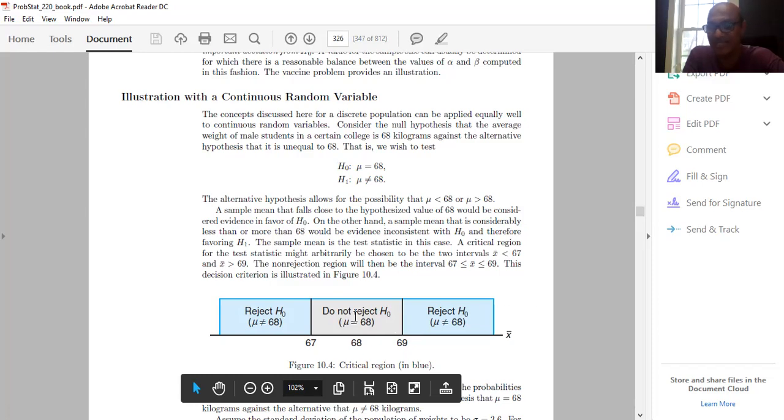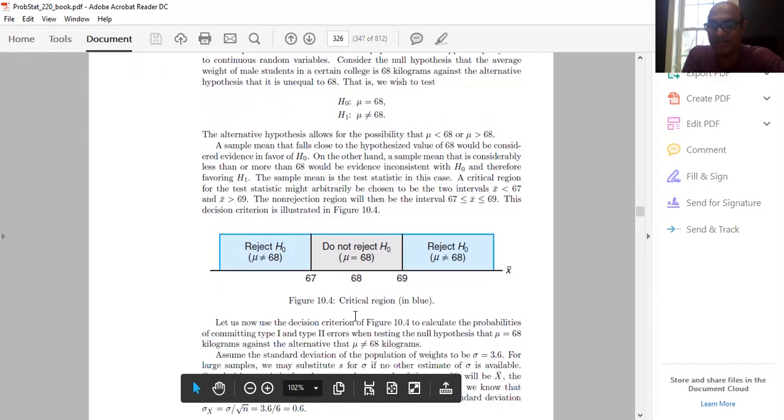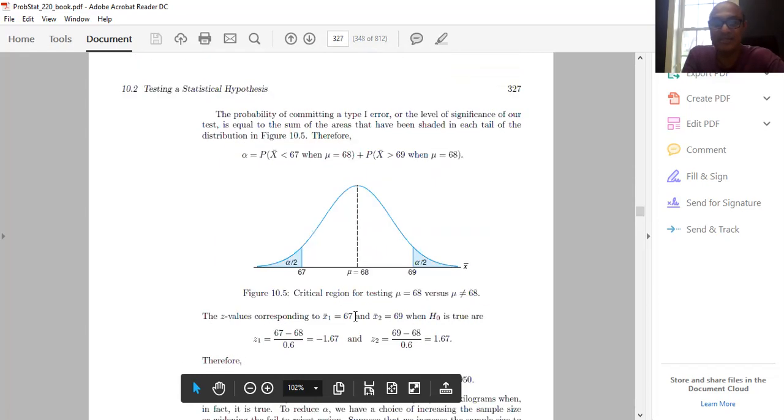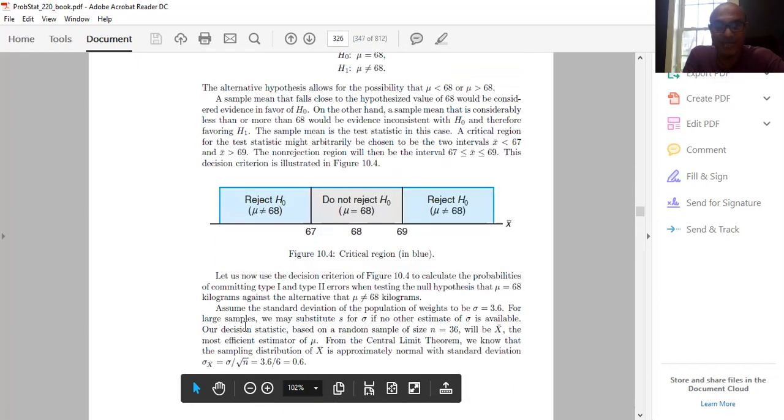In that case, you can reject H0, right? Reject H0. That's fine. That is not the concern. The concern is over here. I would like to read this.